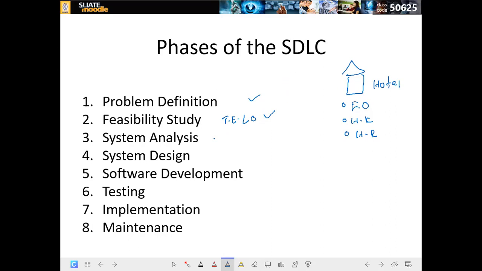Then you are going to the system analysis stage. At the system analysis stage, you are going to capture the requirements. What kind of things are you doing at this moment in this hotel? What kind of things are done at the front office? What kind of things are done at housekeeping? What kind of things are done at the HR department? Then in the new system, what kind of features should be there?